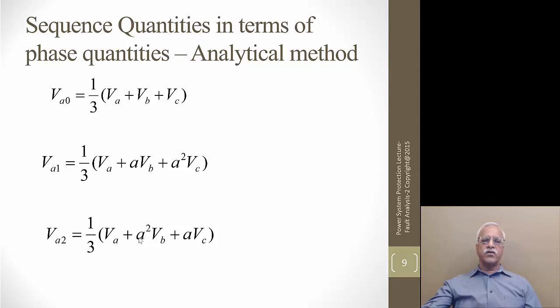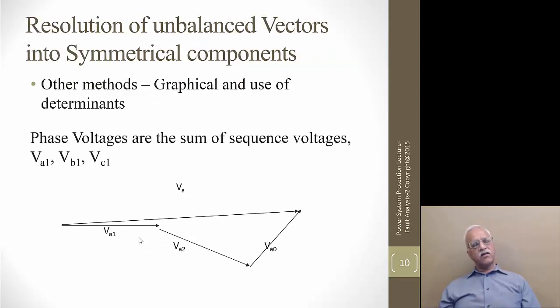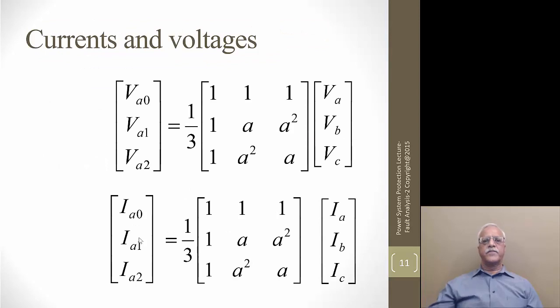VA0 is the sum of the 3 voltages and 1/3 of that. And then with manipulation of the 3 equations, we calculate VA1 and VA2. And the graphical method we also covered in the last class. We can plot graphically and find out the magnitude of the A phase voltage by graphical methods, which is archaic now and historic. Nobody uses this. We can easily do that mathematically.